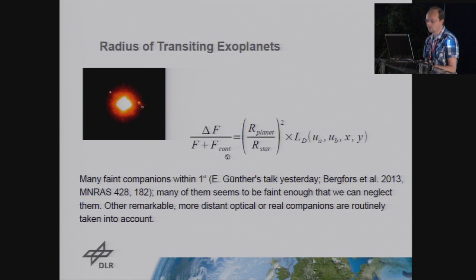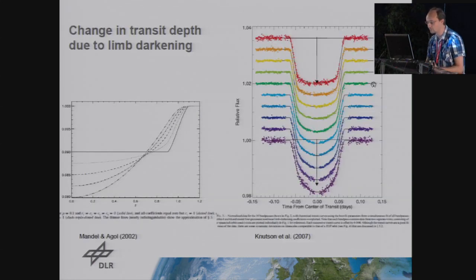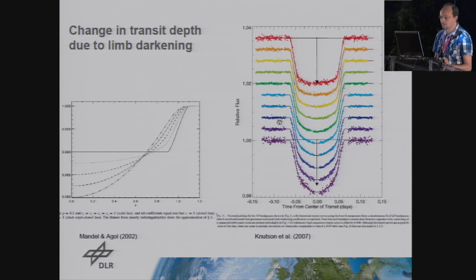So this factor here, the contaminating flux, is relatively well known. But of course it causes some uncertainties. But the limb darkening is a real problem in this left figure. This solid line represents the non-limb darkened transit light curve from the center of the transit to the end of the transit. This is a theoretical calculation of Mandel et al.